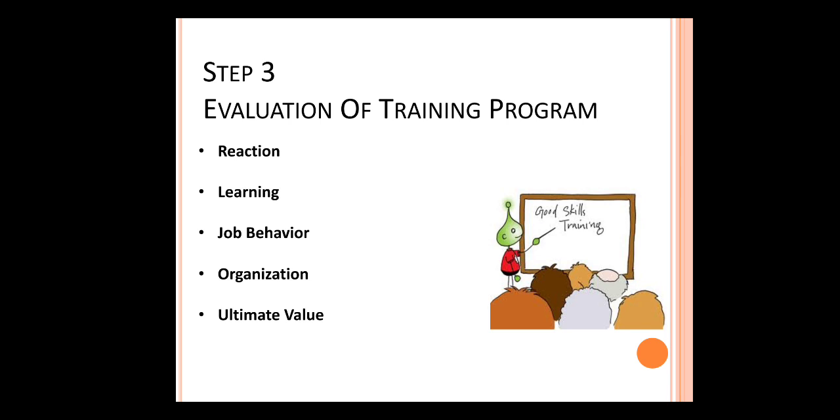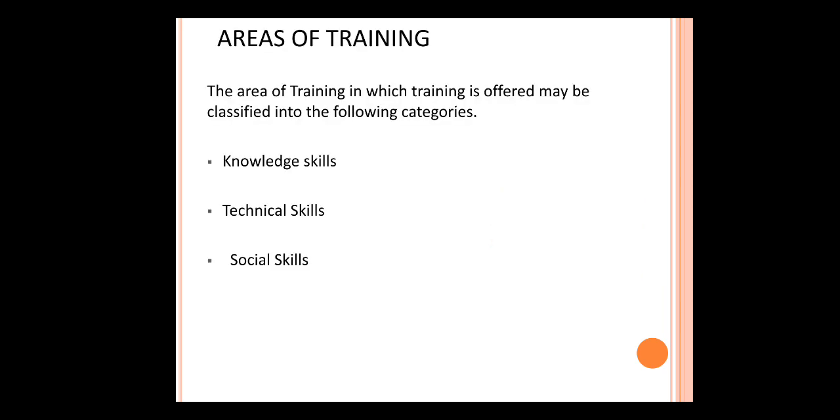This will help us to know how successful the training program was for the organization as well as for the employees for whom the training program was to be conducted. This was the systematic evaluation of a training program. Now the next which comes is the area of training. The areas in which training is offered are classified into three: knowledge skills, technical skills, and social skills.